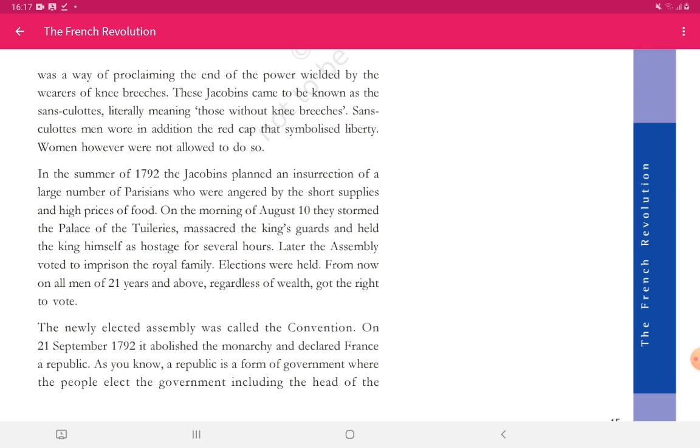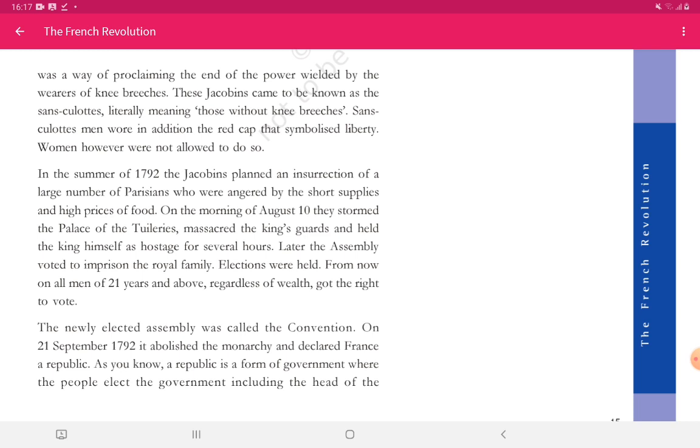They were unable to eat for a long time and they were very hungry. Also because of this, they could not carry out their regular life activities. That's why they needed to do this. They had to storm the palace of the Tuileries, and they had to massacre the king's guard. Also they had to hold the king himself as a hostage for several hours.